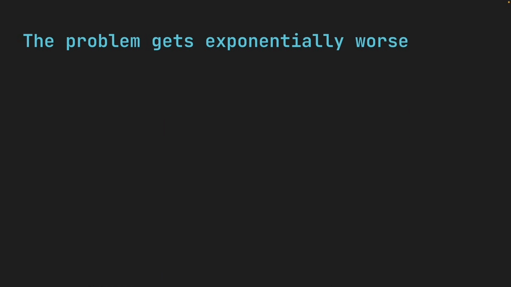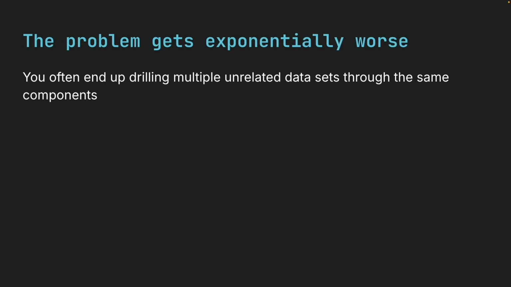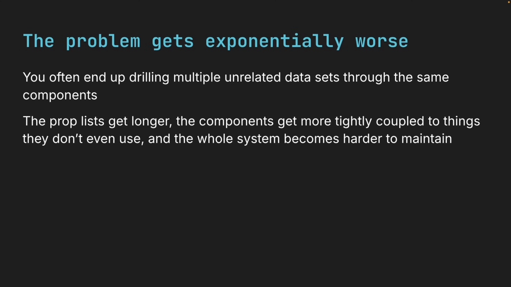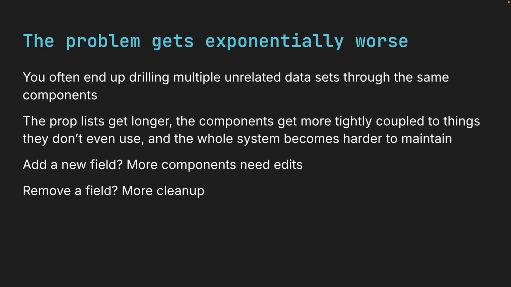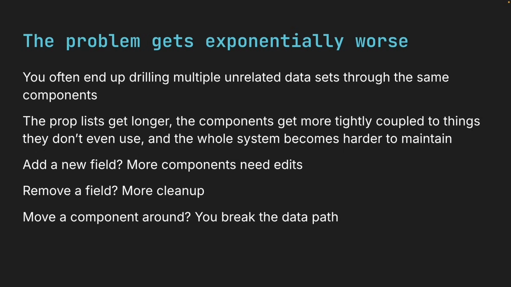And prop drilling doesn't just happen with one piece of data. As your features grow, you often end up drilling multiple unrelated data sets through the same components. The prop lists get longer, the components get more tightly coupled to things they don't even use, and the whole system becomes harder to maintain. Add a new field, more components need edits. Remove a field, more cleanup. Move a component around, you break the data path.